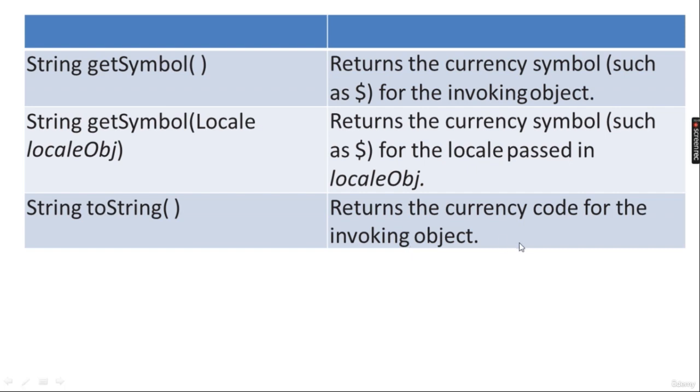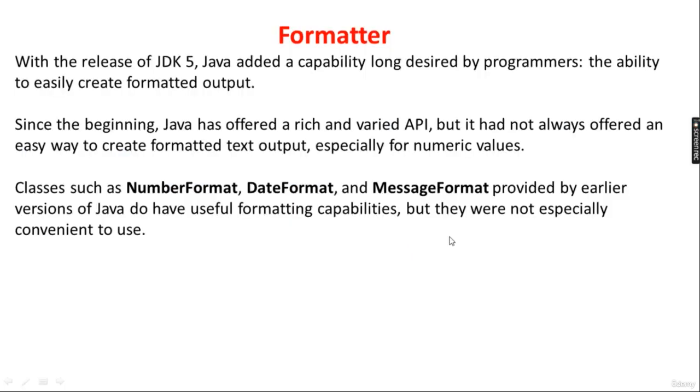Then toString returns the currency code for the invoking object. Next is the Formatter class. With the release of JDK 5, that is Java 5, Java added a capability long desired by programmers, the ability to easily create formatted output. So Formatter will create a formatted output.